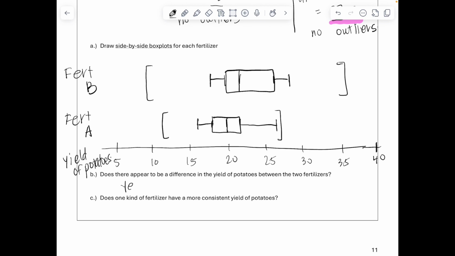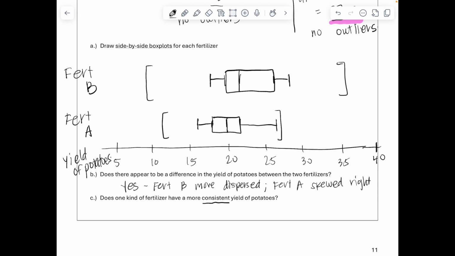And yes, those box plots look different. You can look and see that it looks like fertilizer B is more dispersed. And the reason why is because that one has a larger box, so it looks more spread out. And it also looks like fertilizer A is skewed to the right. We would say this because the whisker on the right side of that box is longer than the whisker on the left.